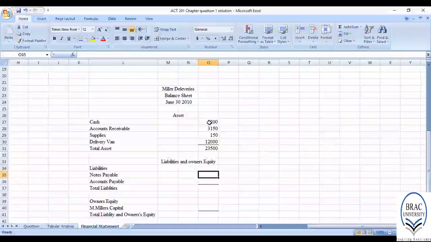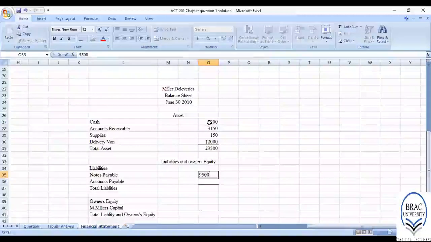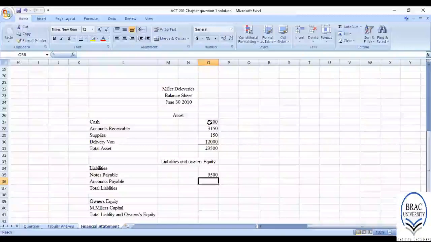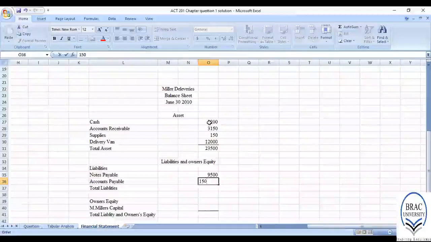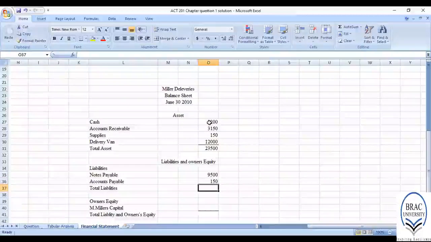Now let's go to the liabilities and owner's equity section. First, start with liabilities. As we can see, Miller Deliveries has only two types of liabilities. One is notes payable and the other one is accounts payable. Miller Deliveries has notes payable worth $9,500. Let's write down this information into our balance sheet. Then they have accounts payable worth $150. When we add these two, we get total liabilities worth $9,650.